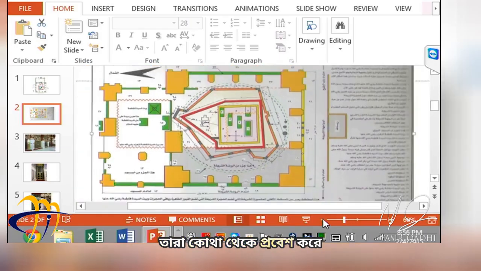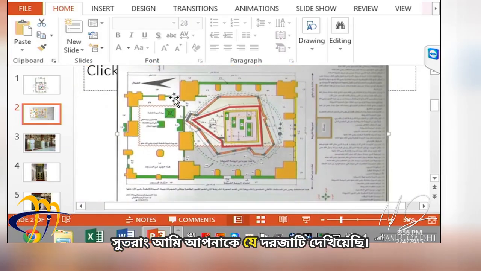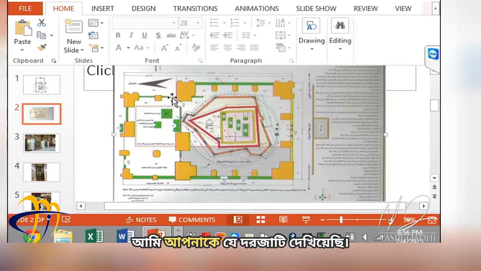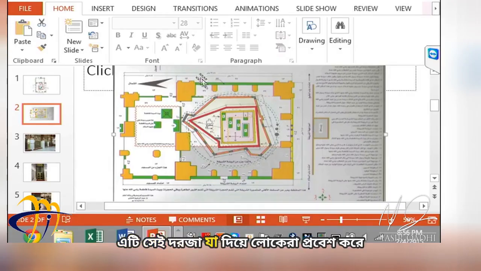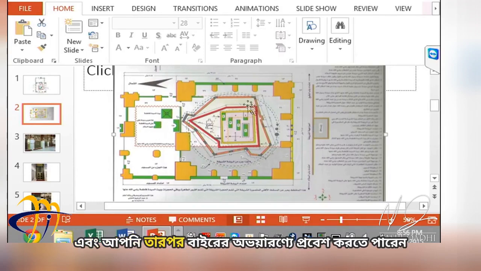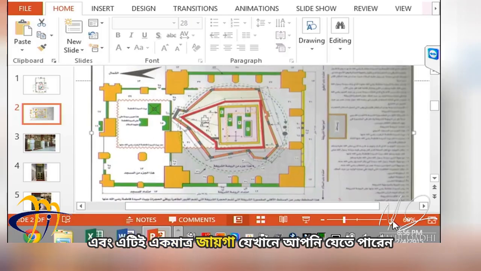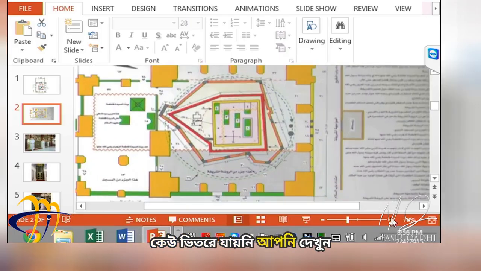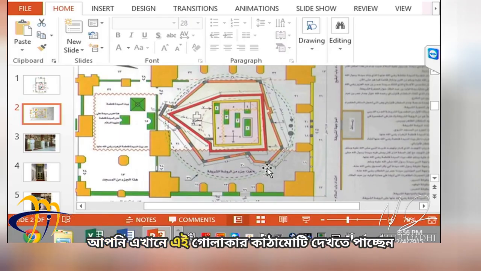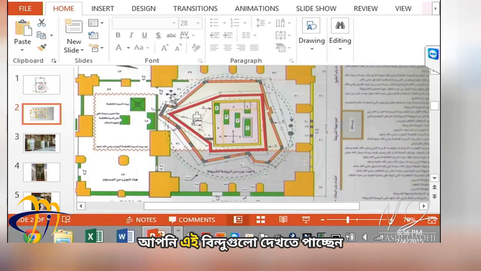Where do they enter from? So the door that I showed you is this door over here. This is the door that people enter from in the back. You can then enter the outer sanctuary, and this is the only place you can go. Nobody has been inside. You see, if you look as well, you see this round structure over here. You see these dots?